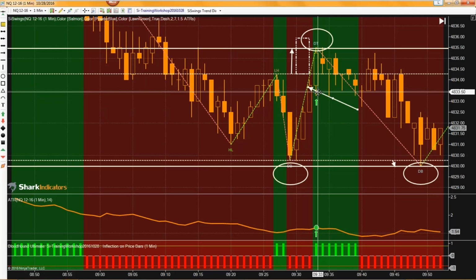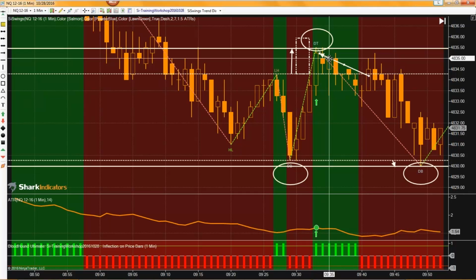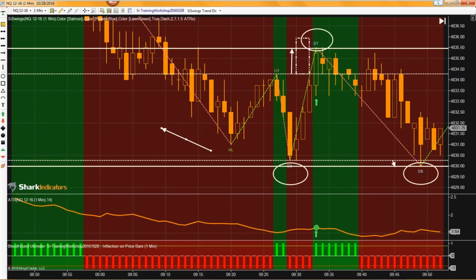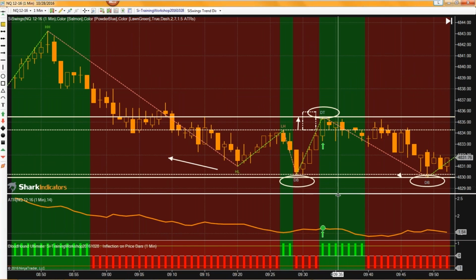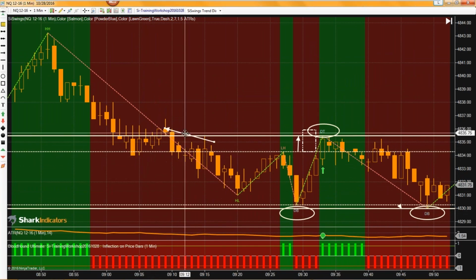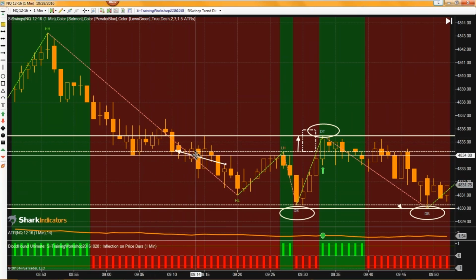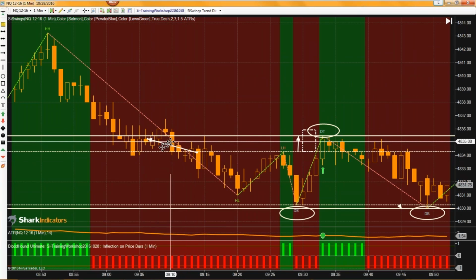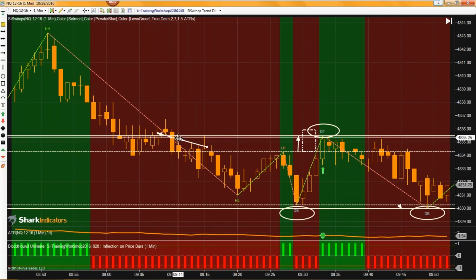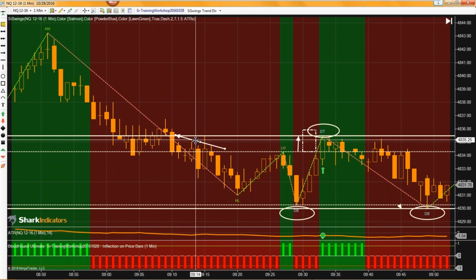So this indicator, like all indicators, has to wait for price to move a certain distance before the indicator knows that price has changed directions, right? So for example, when you get a little temporary pullback here, these little pullbacks don't fake out the indicator and put in an uptrend right there, right?